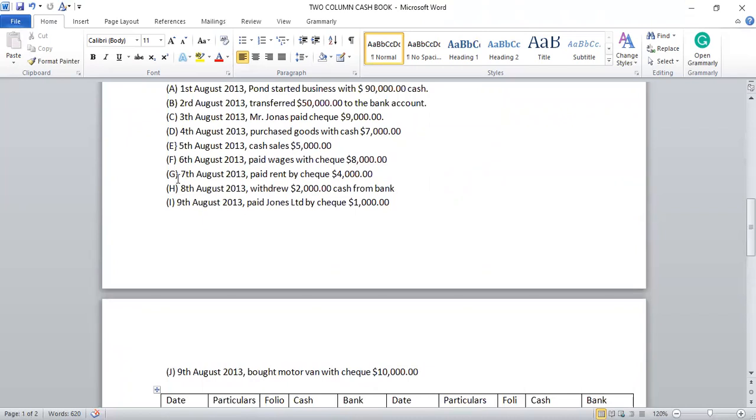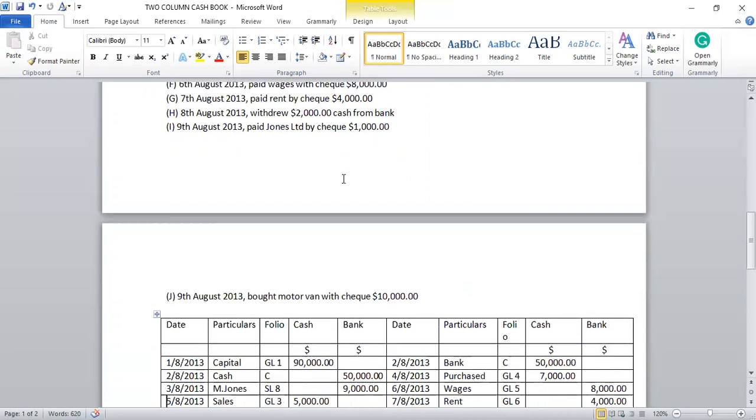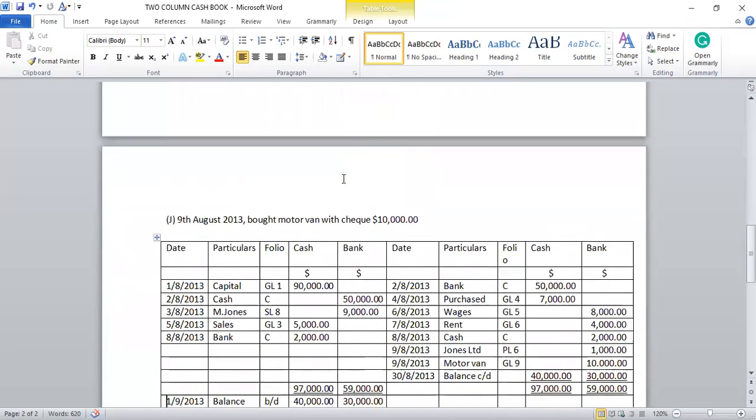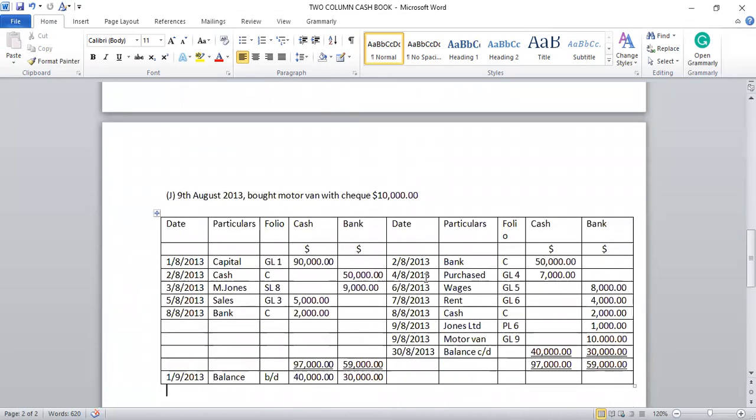The next one, G, 7th August 2013, paid rent by check, $4,000. So the bank account will be credited, and the rent account in the general ledger will be debited. But we're only thinking of the cash book. So the bank account will be credited. So let us look at it. 7th August 2013, rent. It can be found in the general ledger, I assume page 6. That's where the corresponding entry can be found. And the amount is $4,000.